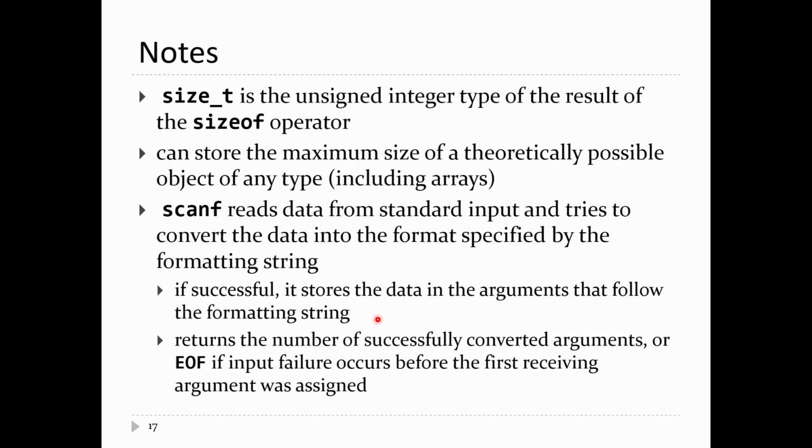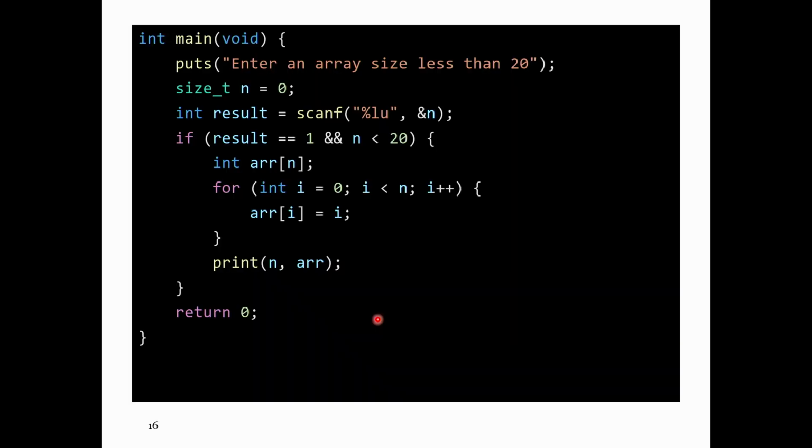So if successful, it stores the data in the arguments that follow the formatting string. So if I type in an unsigned integer number, oh, that's why it didn't work, because I didn't type in an unsigned integer number. So when I put in a negative number, it also jumped down to here. It will store the result into the variable called n. Now remember, a couple weeks ago anyway, when we tried to swap two values, right?